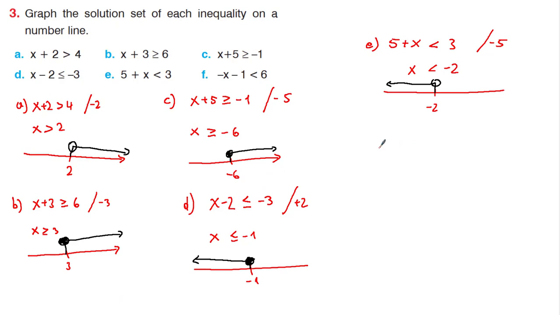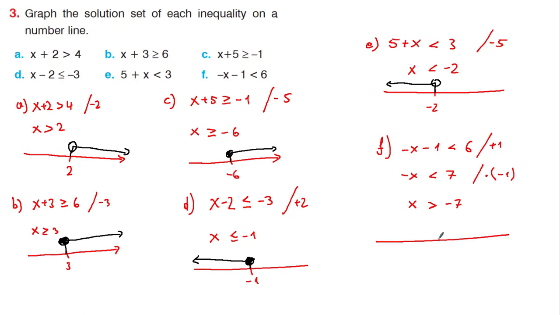And the last one, under F, we have negative x minus 1 is less than 6. We should add 1, so negative x is less than 7. Now we can clearly see we have negative x, meanwhile we want to have x is less than or x is greater than. Doesn't matter. So we multiply by negative 1, we get x is greater than negative 7. Because we multiplied by a negative number, the sign from less than becomes greater than.